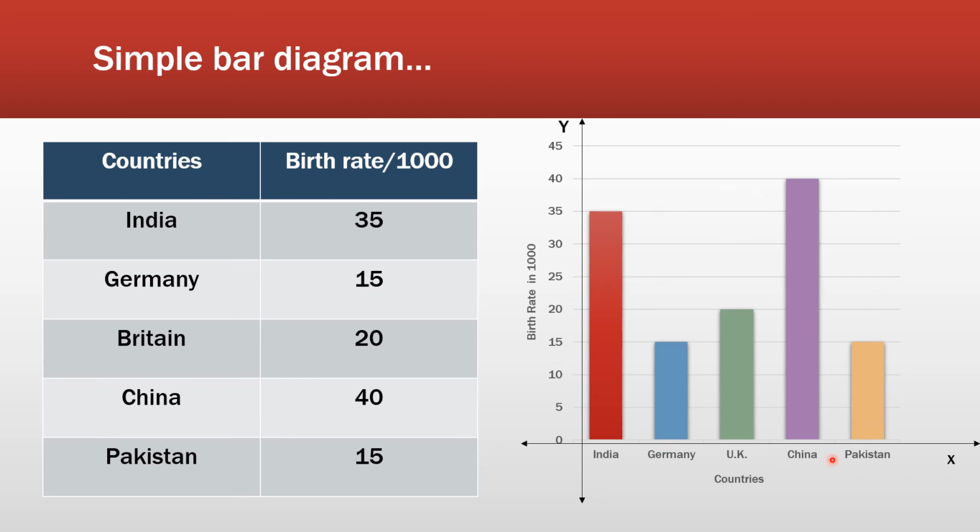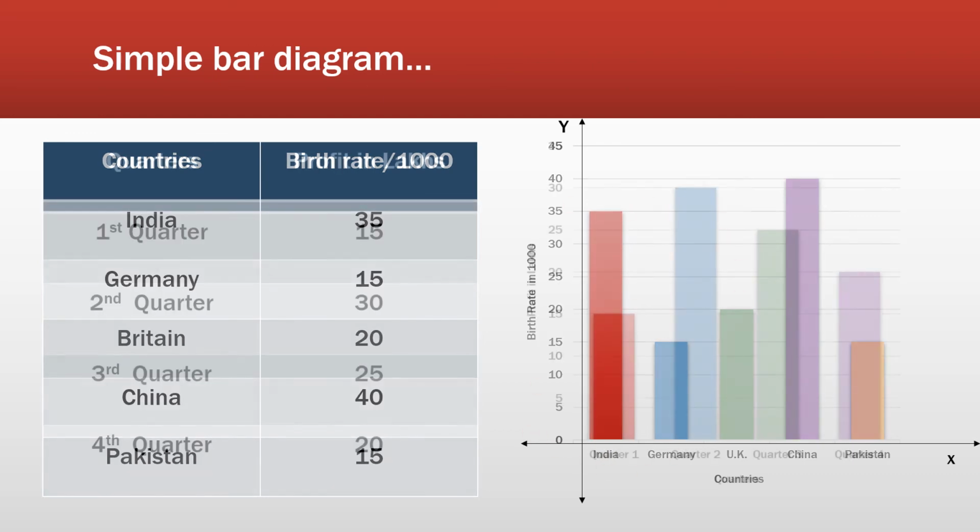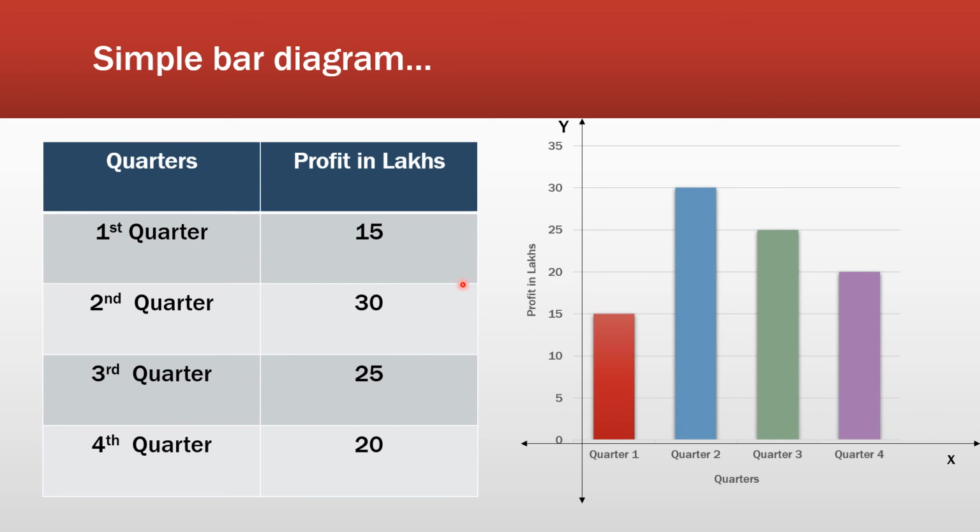So it's so easy to understand or interpret data in the form of a diagram. Here I have for you another example of a simple bar diagram. In this table, the profit in rupees lakhs of a particular firm in its various quarters has been represented. So the first quarter profit is 15 lakhs, second quarter, that is the second 3 months of the year, is 30 lakhs, the third quarter the profit is 25 lakhs, and the fourth quarter the profit is 20 lakhs. This very tabular representation can be translated into a diagrammatic representation like this.